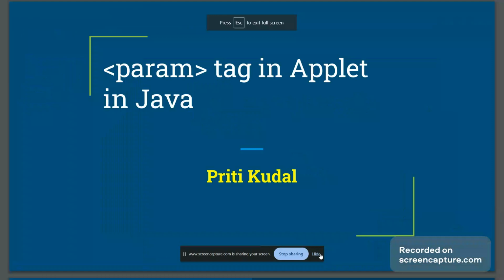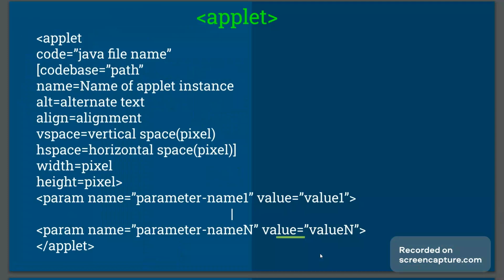Let us see the use of param tag in Applet. As we know that the complete syntax of applet tag is having many attributes. We generally use only code attribute where we give the name of the Java file and width and height attribute where we specify the width and height of the applet viewer window.